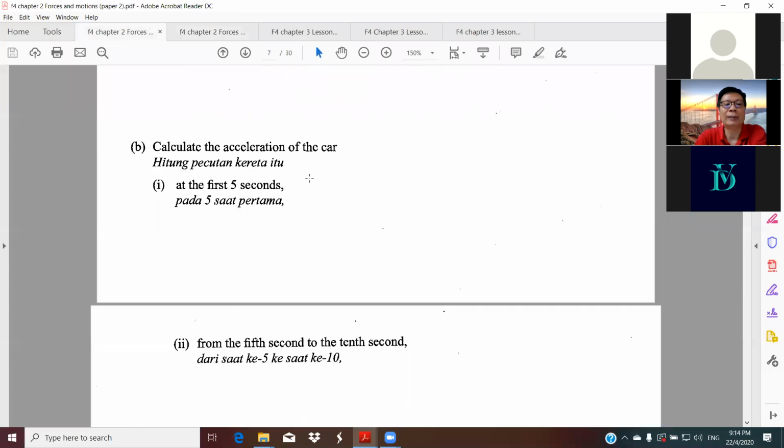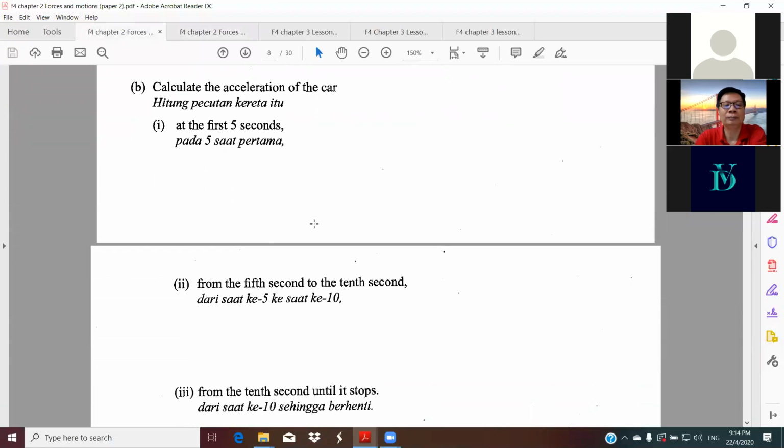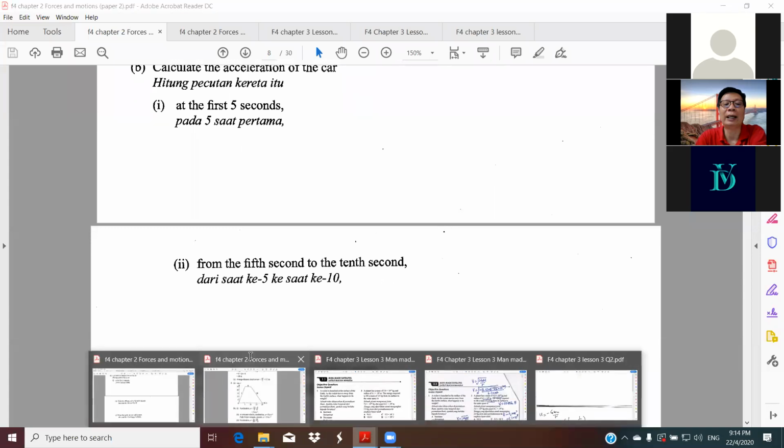Calculate the acceleration of the car for the first 5 seconds. Read the question now. 1, 2, 3. First, find the acceleration for the first 5 seconds. Find the gradient, that's it. The second one, find the acceleration from the 5th second to the 10th second. And the last, from 10 to 20 seconds, until we stop. Very simple.